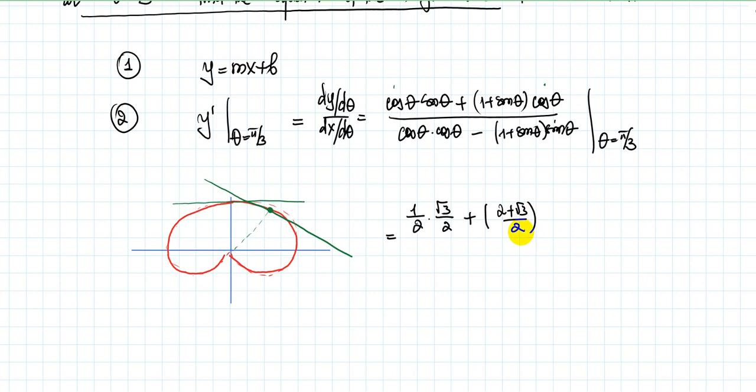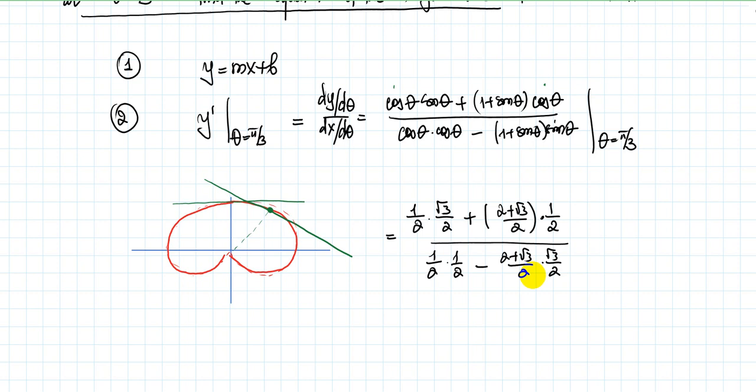Because (1 plus square root of 3 over 2) can be written as (1/2 plus square root of 3 over 2) multiplied by (1/2), divided by (1/2) multiplied by (1/2) minus (1/2 plus square root of 3 over 2) multiplied by the square root of 3 over 2.